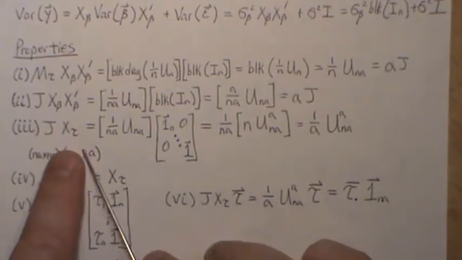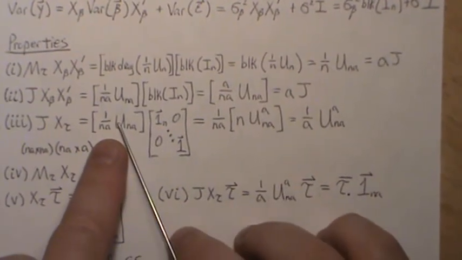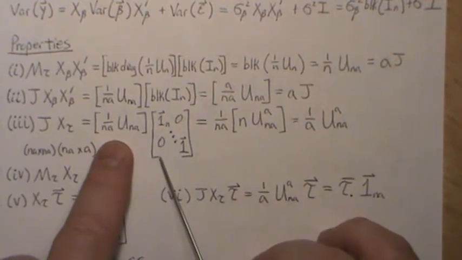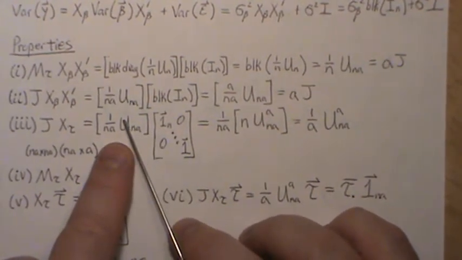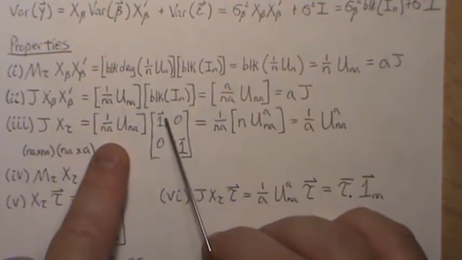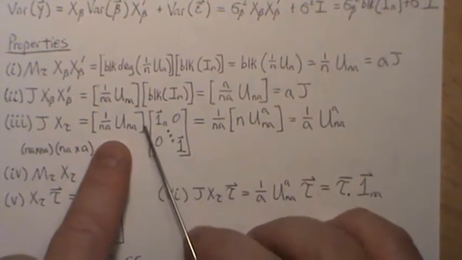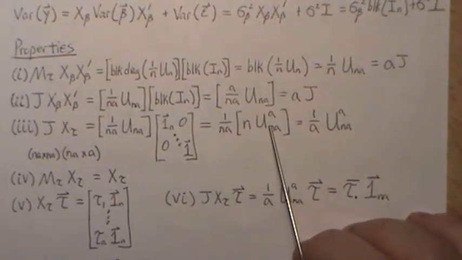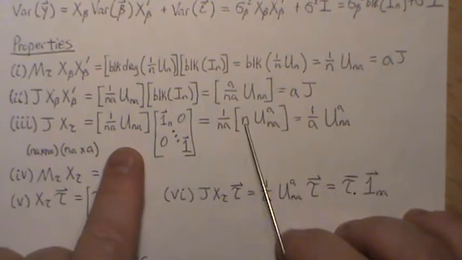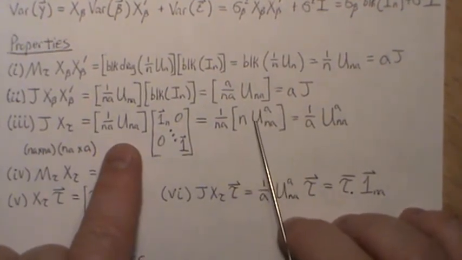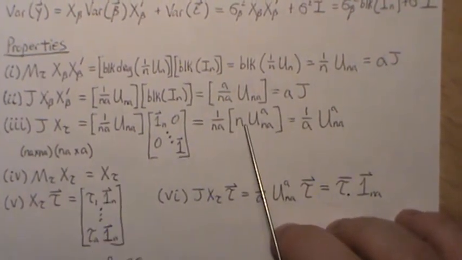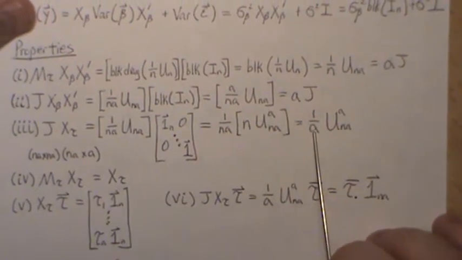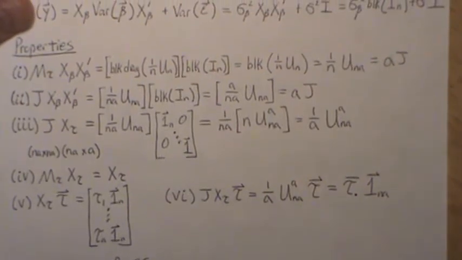Now here, J times X tau is this, and then if we take this first row times this, we're going to get n, and then the next row times this, we're going to get n. And so essentially we get n times a matrix of all ones. Normally it'd be a matrix of n's, but if we factor out an n, then it's a matrix of ones times n. Now the n's cancel and we're left with 1 over a U_na.